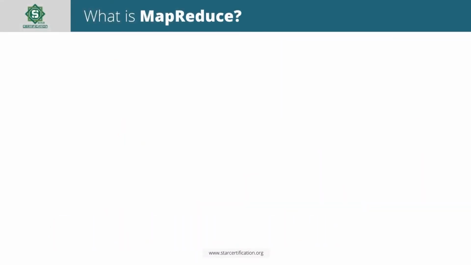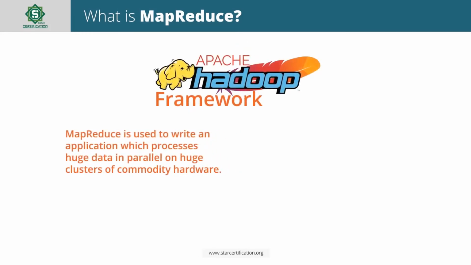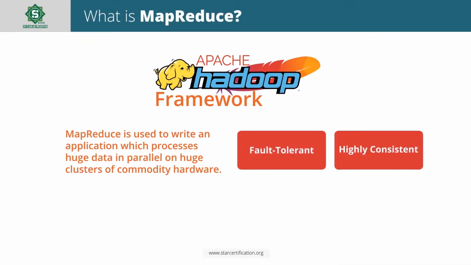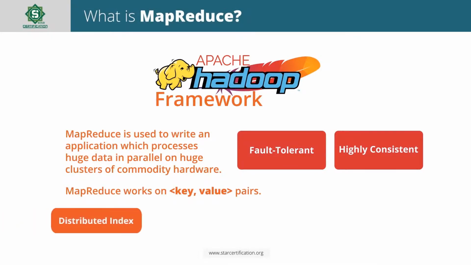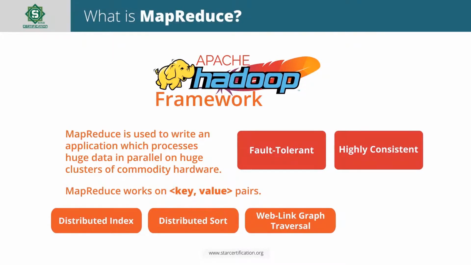What is MapReduce? It is a framework for Hadoop. MapReduce is used to write an application which processes huge data in parallel on huge clusters of commodity hardware. It is fault-tolerant and highly consistent. MapReduce works on key-value pairs. Examples of MapReduce use cases are distributed index, distributed sort, web-link graph traversal, and machine learning.